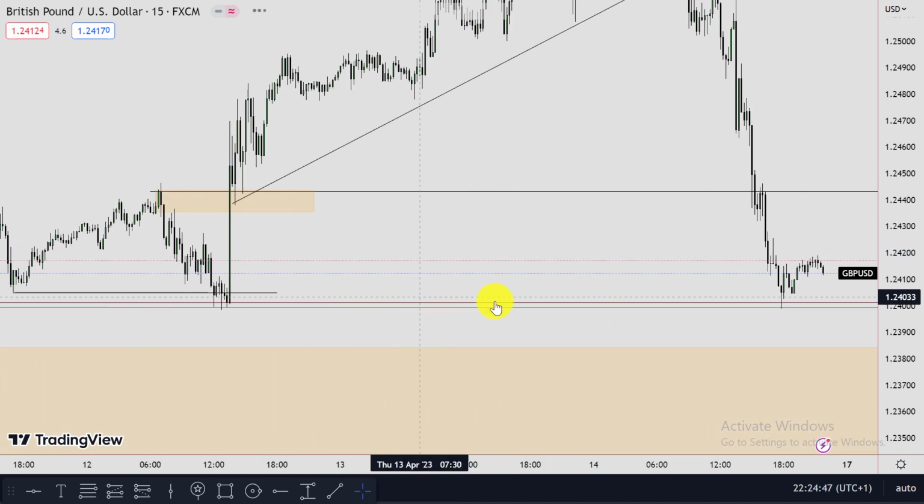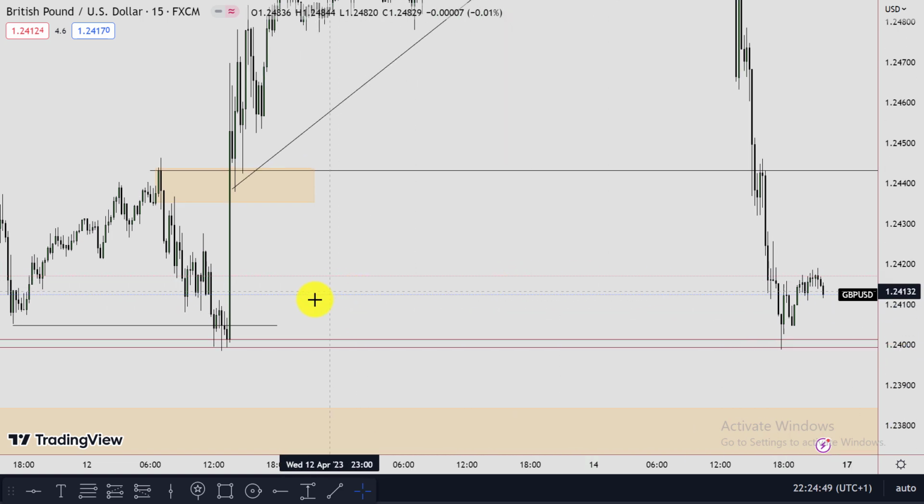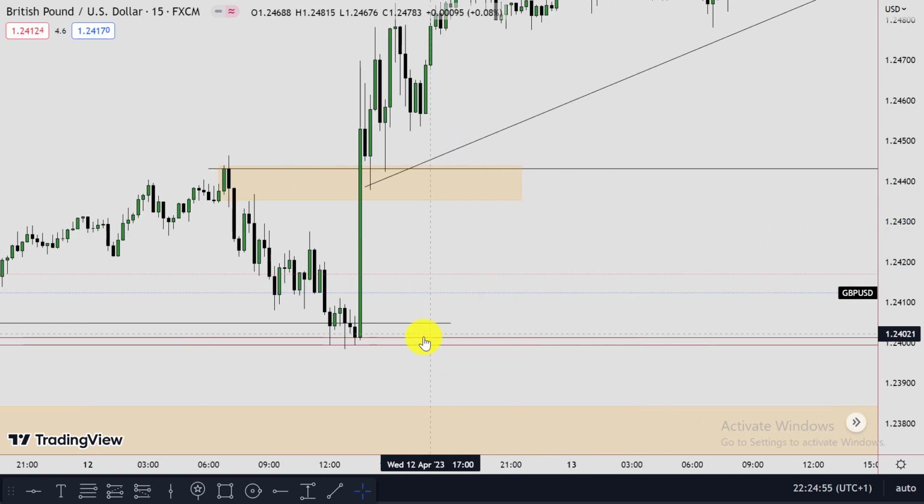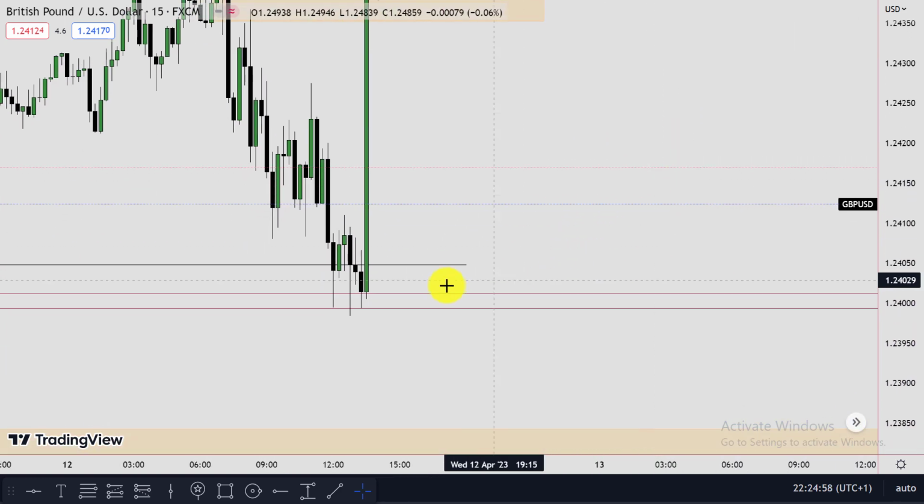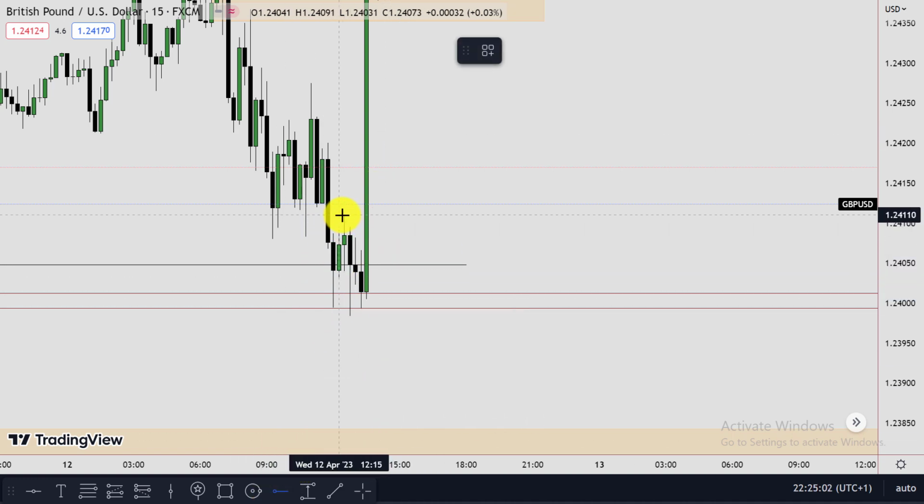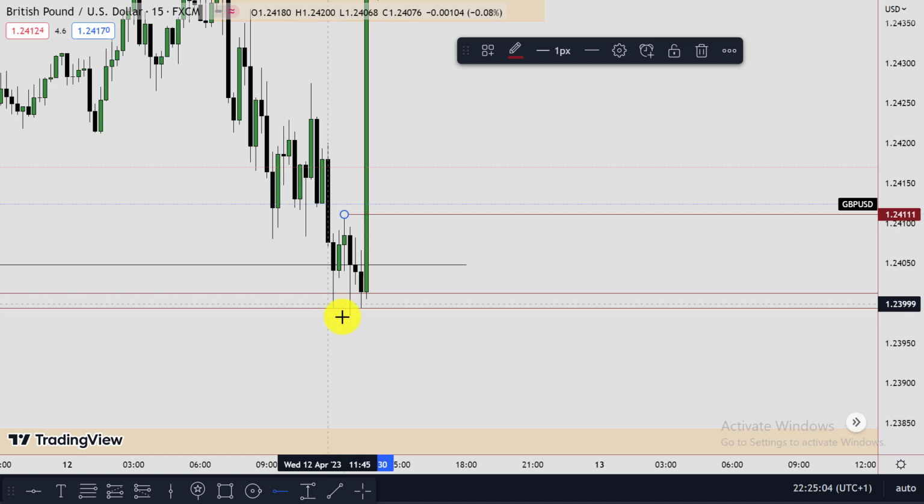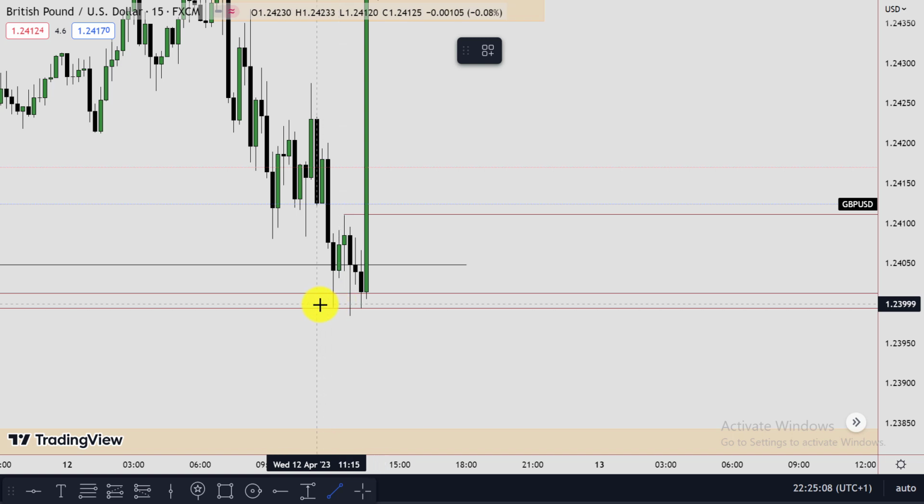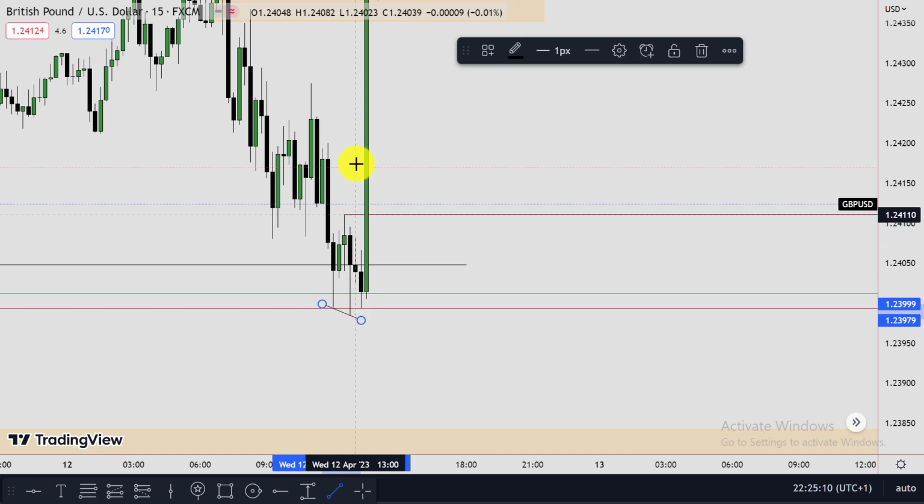Also because there is a model right here, we want to see price come back to this tiny breaker block right here. Price formed a lower low, then broke structure. What's the breaker block? This one, the lower low was formed here, then price broke structure. So that's a breaker block on 15 minutes.